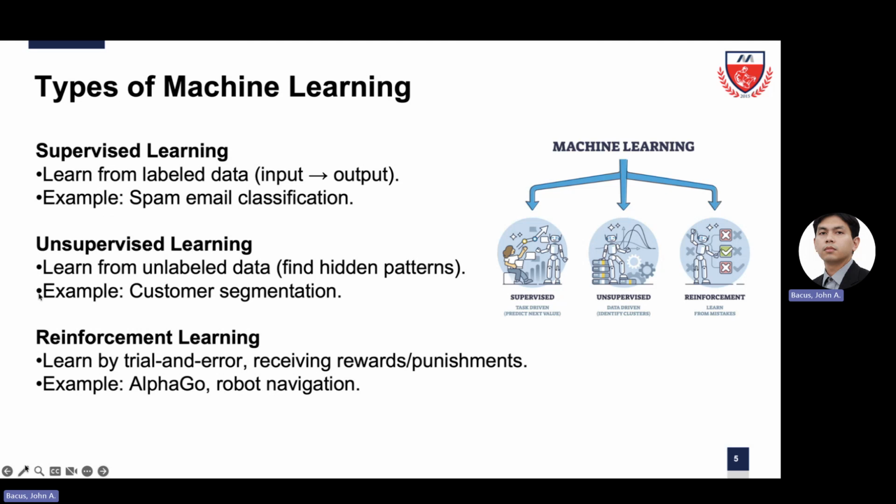Reinforcement learning, on the other hand, learns by trial and error, receiving rewards or punishment. We have AlphaGo and robot navigation. This is very common now, because these robots learn from experience and from their mistakes. So that's reinforcement learning, and it's already a high level machine learning.